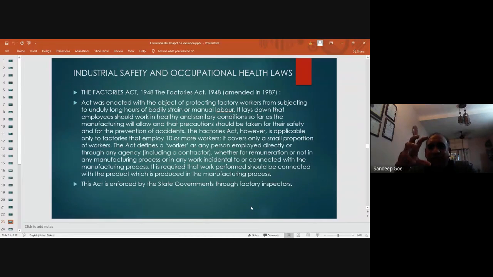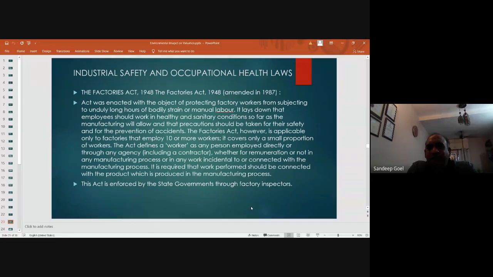and also the working condition and environment surrounding the worker is to be monitored, is to be made comfortable, and exploitation of the workers is to be stopped. Employees should work in healthy and sanitary conditions so far as the manufacturing will allow, and precautions should be taken for their safety and for prevention of accident.